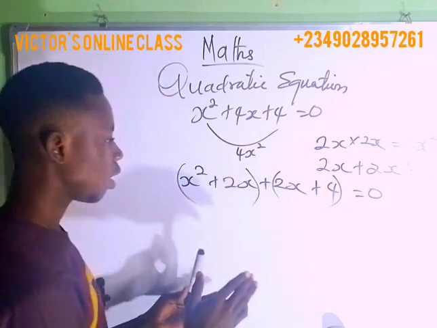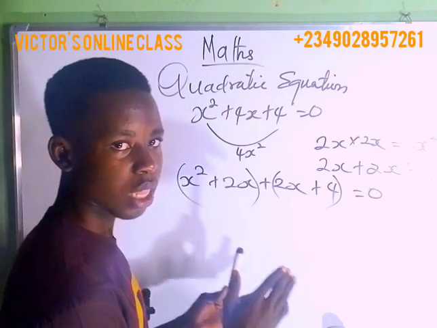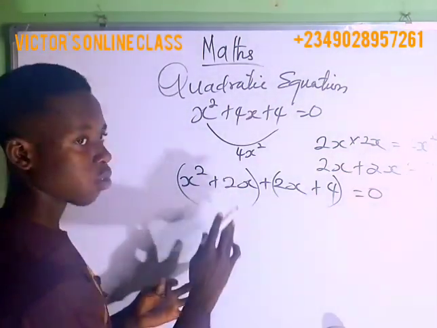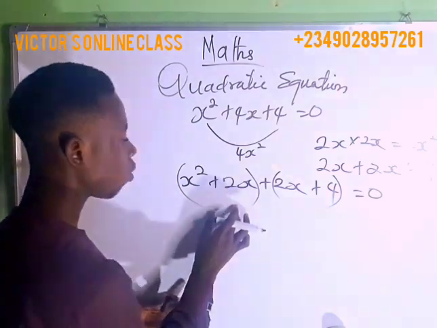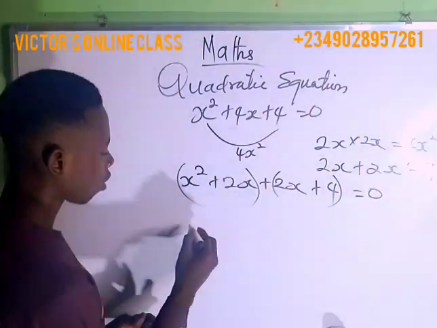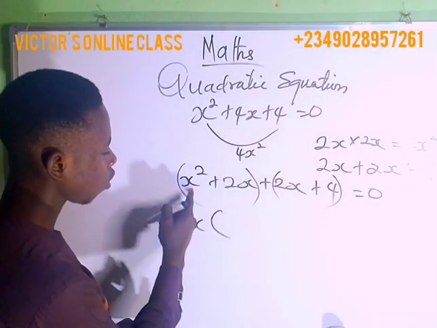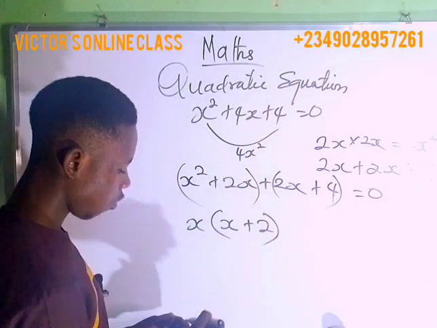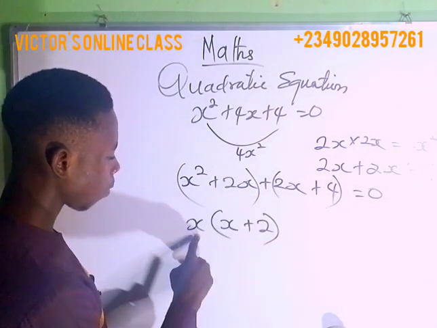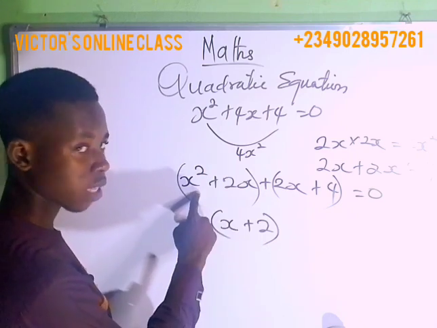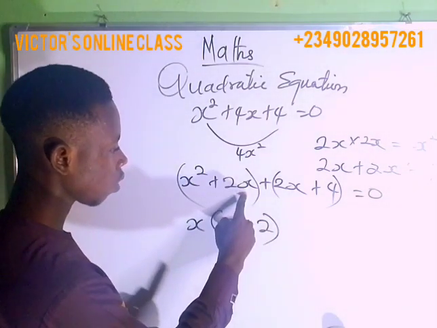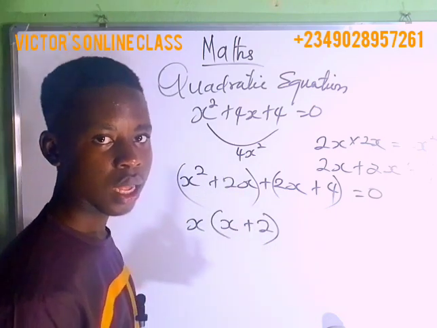Now what you're going to do is factor out from each bracket. We factor out x, because x is a common term. When we factor out x, we have x open bracket, what remains here is x, and what remains here is 2. If you want to go back to this form, you multiply x by x and come back to x squared, and x by 2 gives 2x. Therefore, we have not done anything wrong.